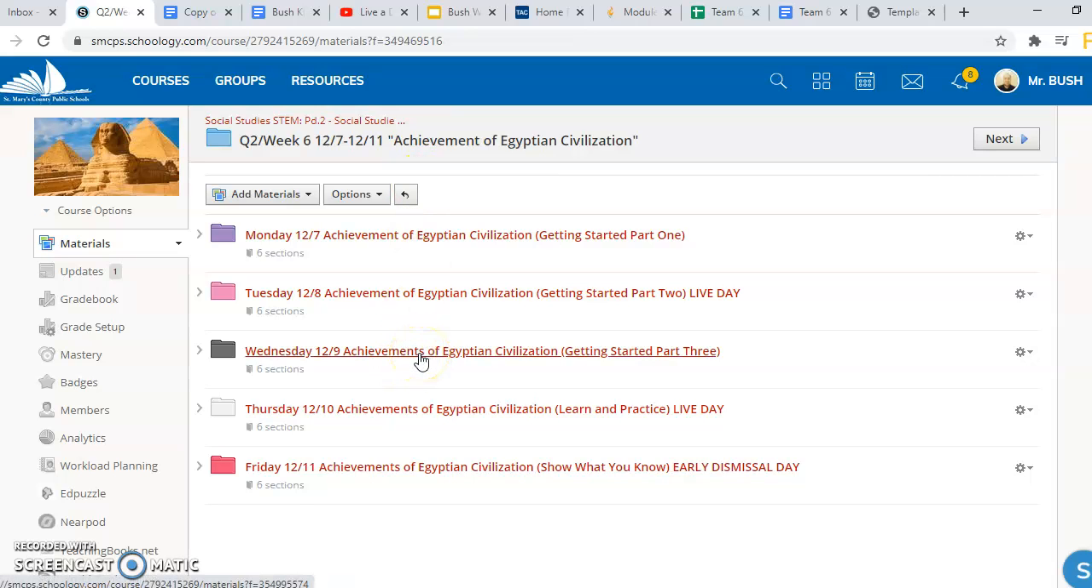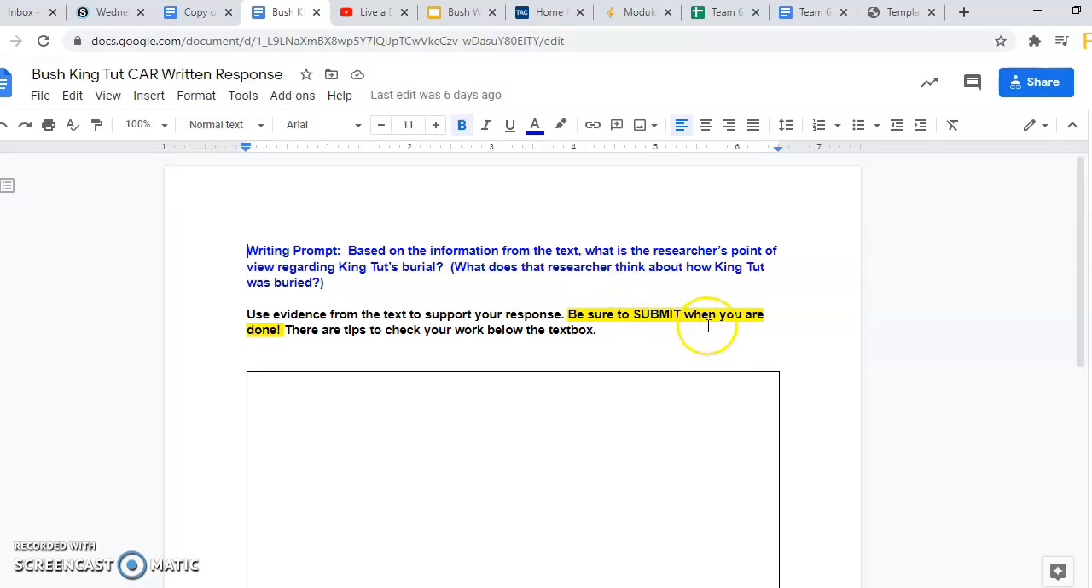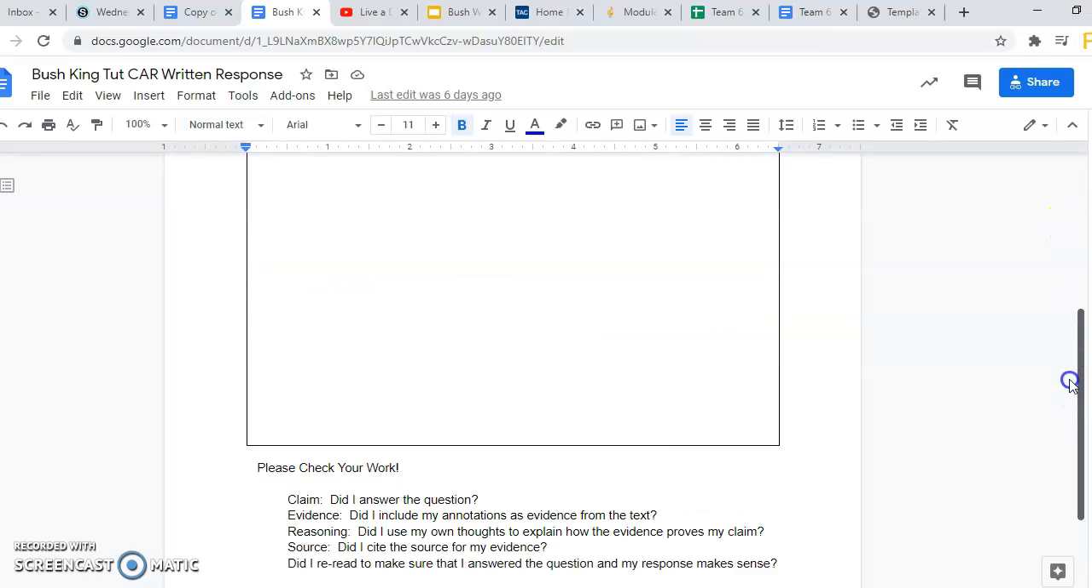So the charcoal gray folder for Wednesday, students opened that up for the written response. And we went to the prompt and it said, based on the information from the text, what is the researcher's point of view regarding King Tut's burial? What does the researcher think about how King Tut was buried? And it says, use evidence from the text to support your response. Be sure to submit. There's some tips below the text box that help the students answer.